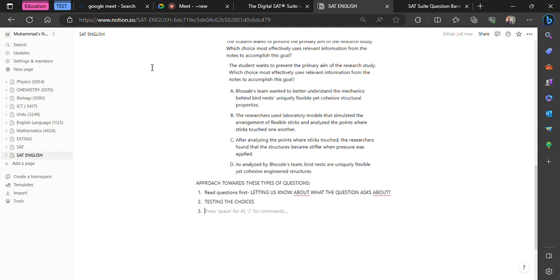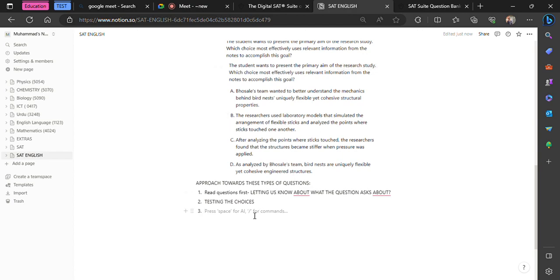Because you see, in every question about rhetorical structure, the ending line is going to be the same: which choice most effectively uses relevant information from the notes to accomplish this goal. So you just have to not stray your focus ahead of that. You just have to focus on this one specific line. The student wants to present the primary aim of the research study. That's it. That's the question that's going to be asked of you.